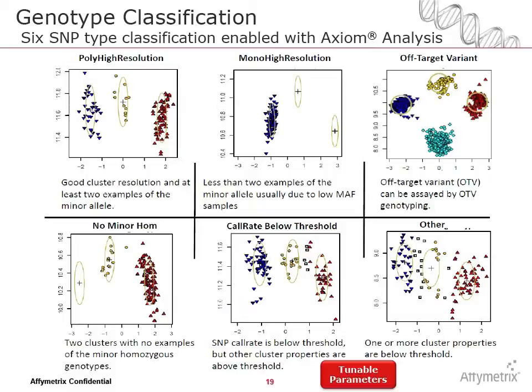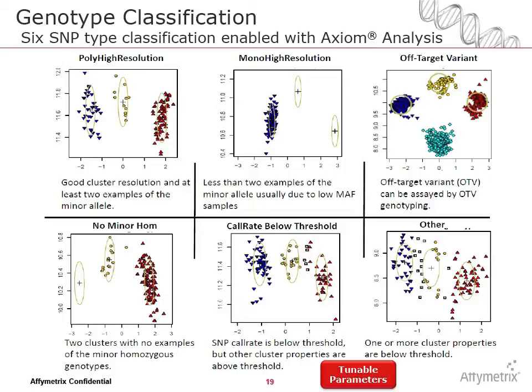No minor homozygous is basically 2 clusters with no examples of the minor homozygous genotype. And you typically see this if you have, let's say, genotyped only about 48 samples. As you increase your sample size, the SNPs from the no minor homozygous category will start showing up in the poly-high resolution category. Then you have the mono-high resolution, where you see only 1 cluster, and that's typically less than 2 examples of the minor allele.